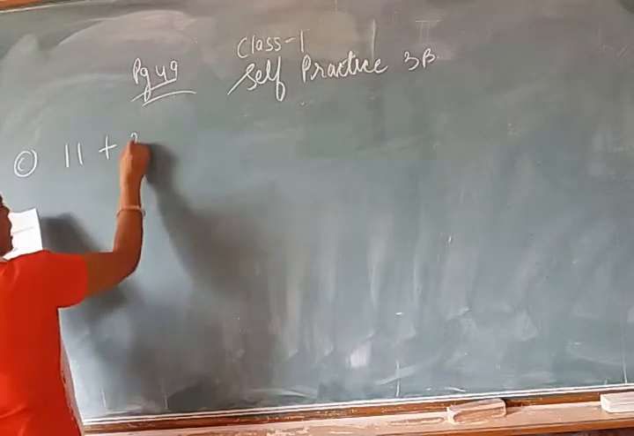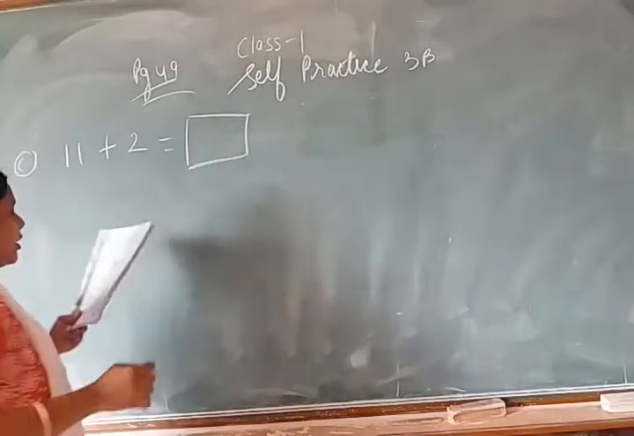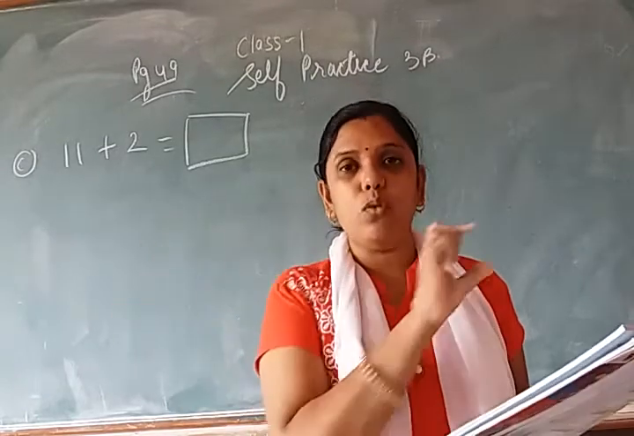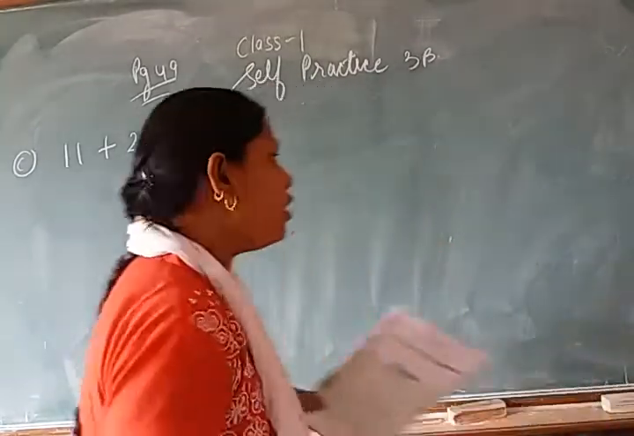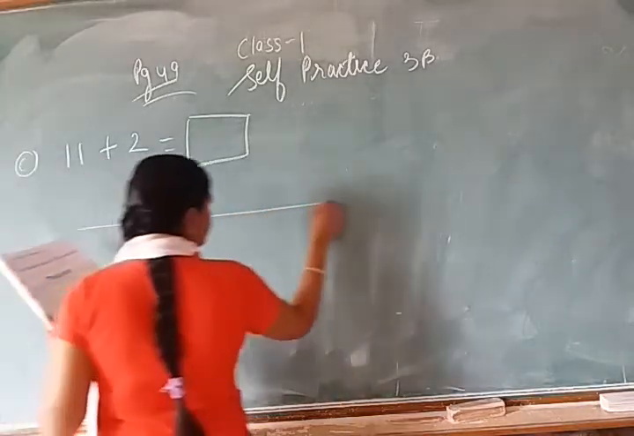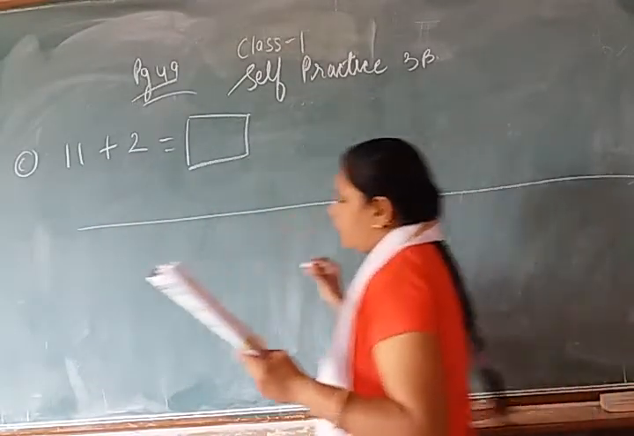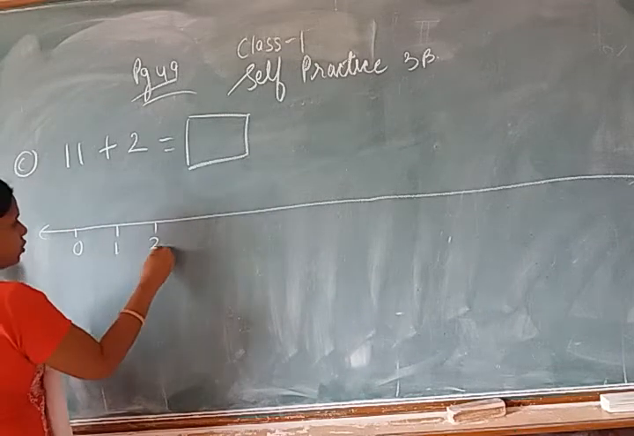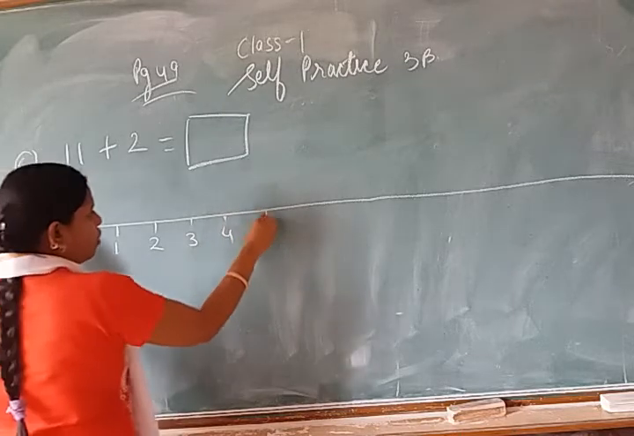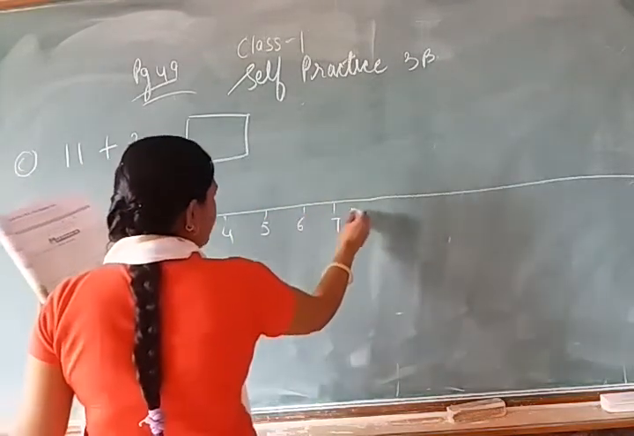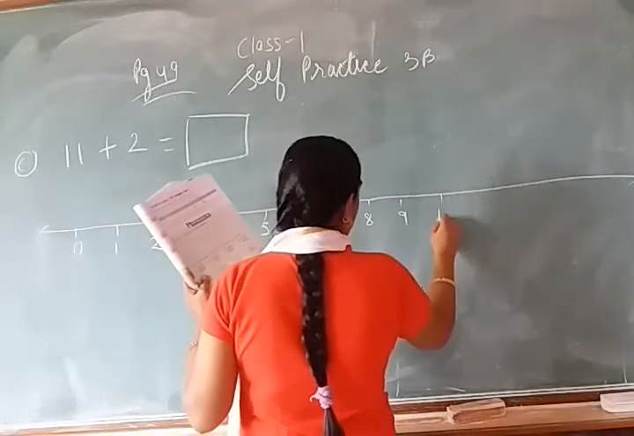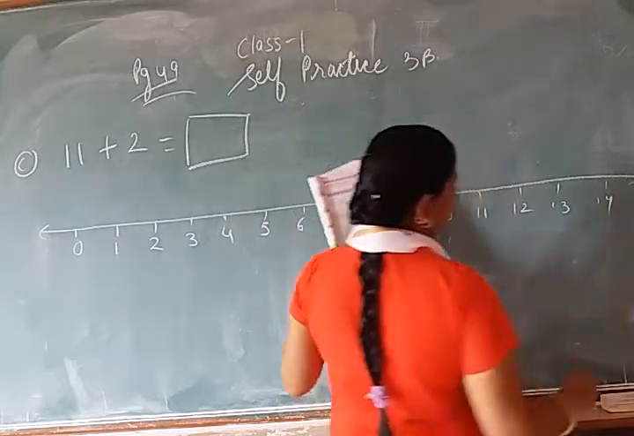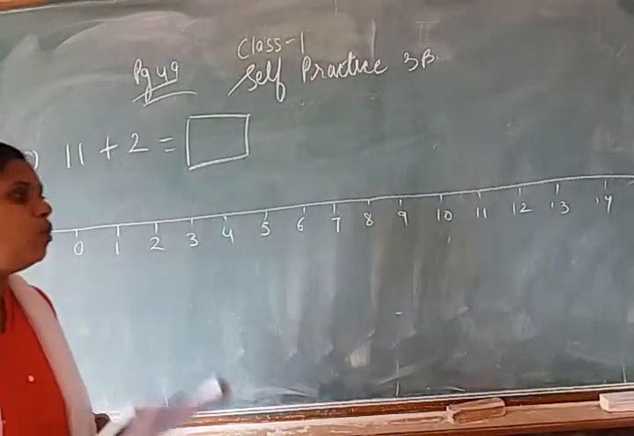So what is the question? I will read the question once again. The question is, use the number strip to add the following. We have to use the number line. So draw the number line. Use a scale for drawing the number line and start writing 0, 1, 2, 3, 4, 5, 6, 7, 8, 9, 10, 11, 12, 13 and 14. I have written numbers from 0 to 14.